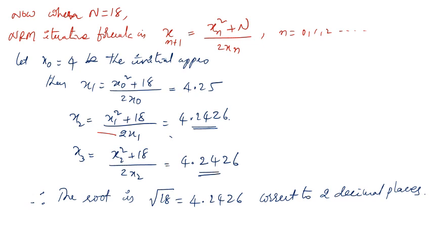Similarly, put n equal to 1 in this iterative formula, x2 equal to (x1 square plus 18) by 2x1, that is 4 point this, and x3 equal to (x2 square plus 18) by 2x2, substituting the x2 value. So correct to two decimal places, the square root of 18 is 4.2426. This is the square root of 18 value.